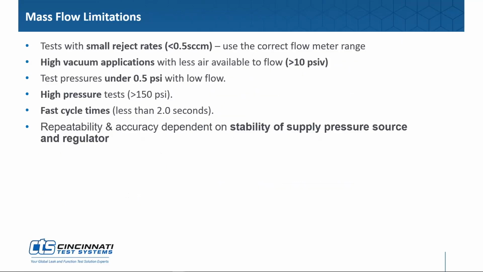Some of the limitations you have to look out for are testing at less than 0.5 cc per minute. If you're testing in vacuum, which you can do mass flow in vacuum, but as you get greater than 10 psiv, like I said earlier, you get into lower air density and it makes it harder and harder to measure flow because these devices are designed to measure flow.